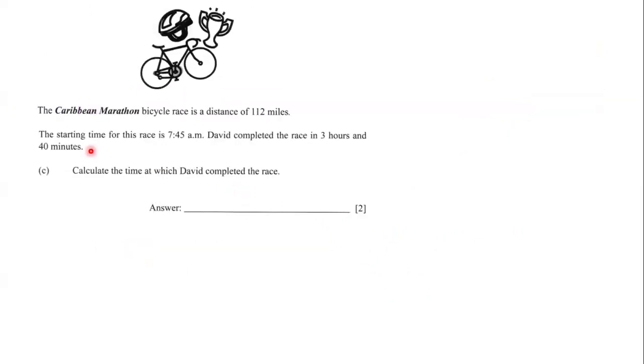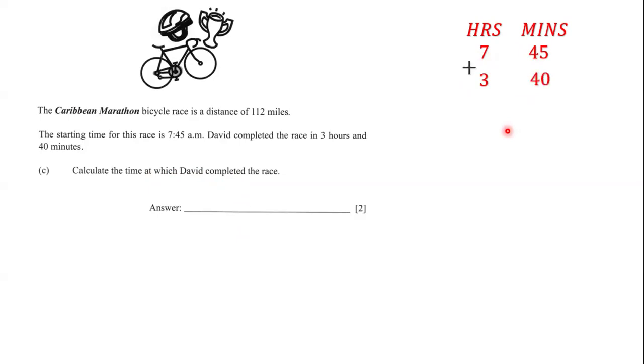The next question states that the starting time for this race is 7:45 a.m. David completed the race in 3 hours and 40 minutes. Calculate the time at which David completed the race. So what we're going to do is we have hours and minutes. We know that his starting time is 7:45, so that's 7 hours and 45 minutes. And we know he took 3 hours and 40 minutes to complete the race.